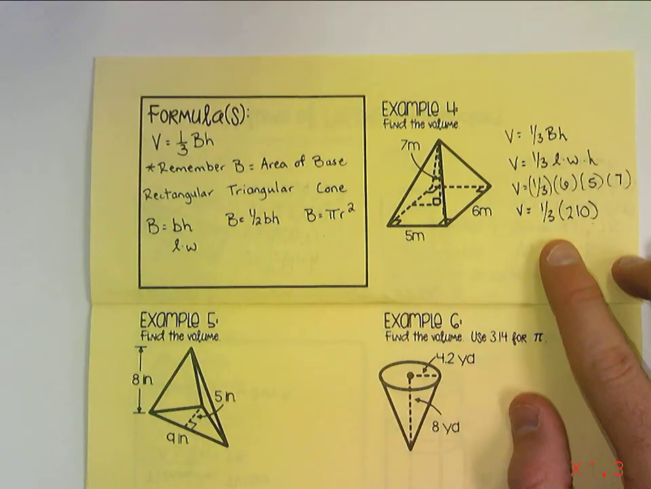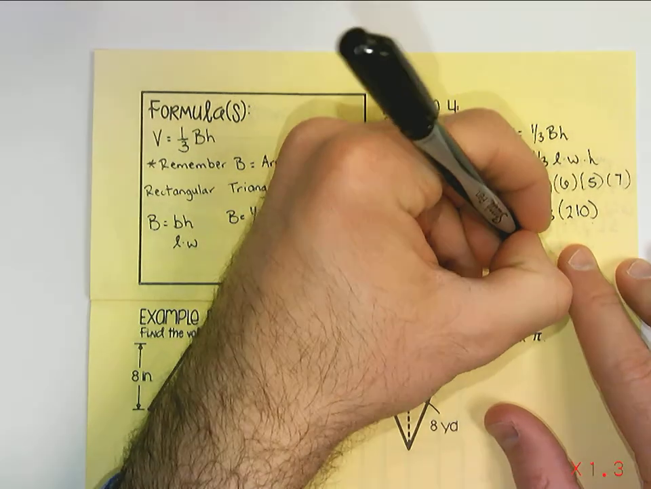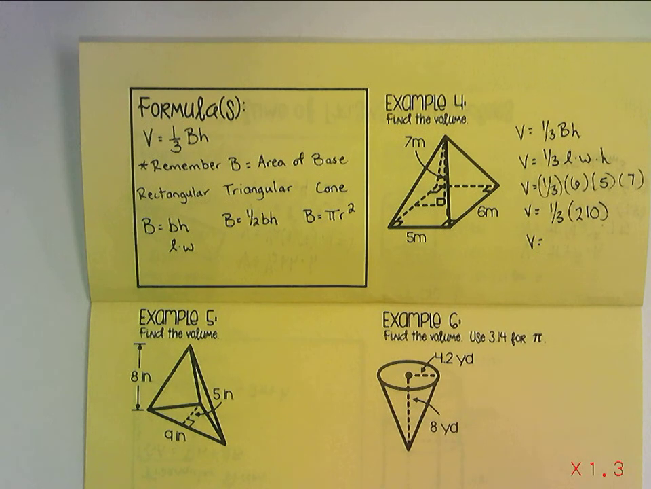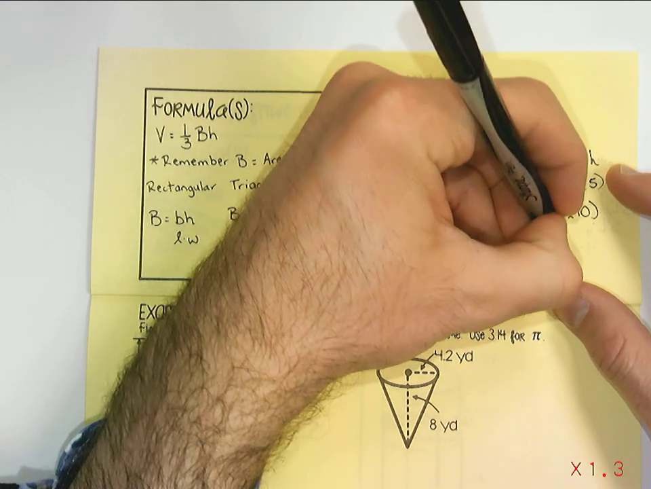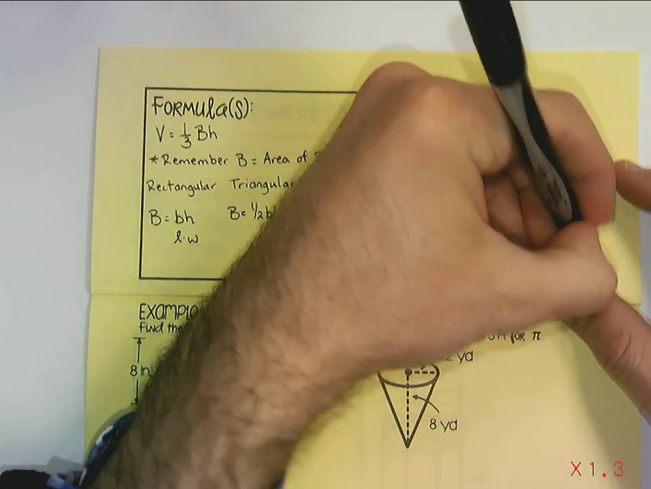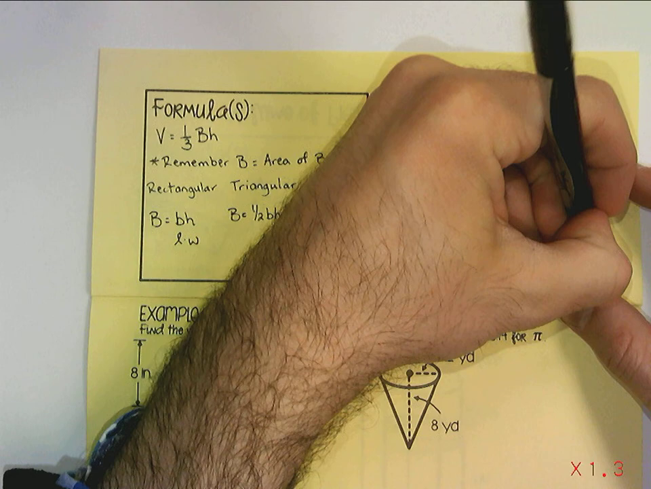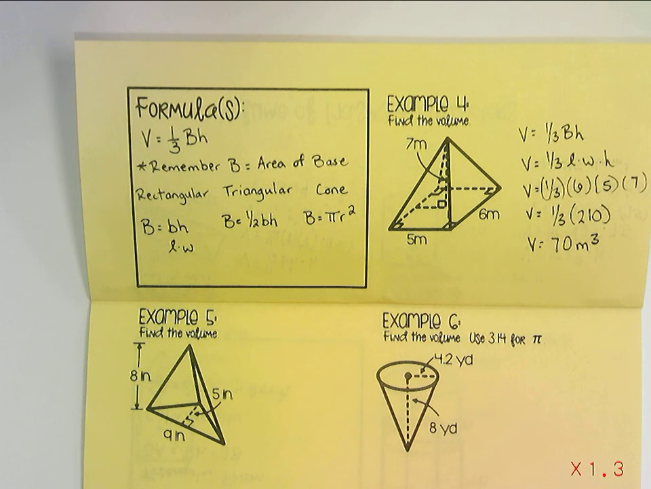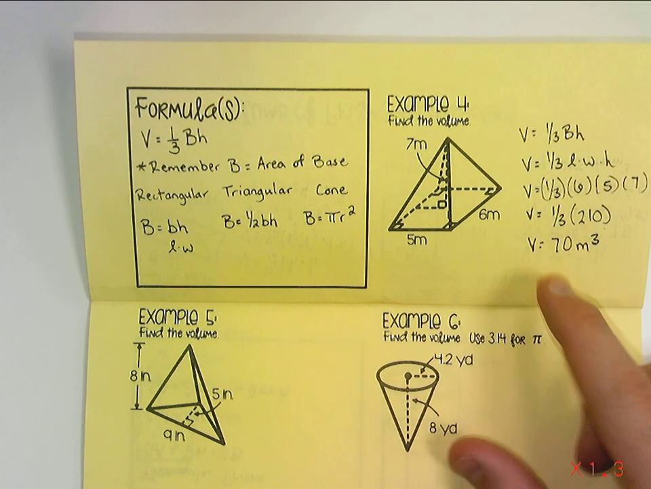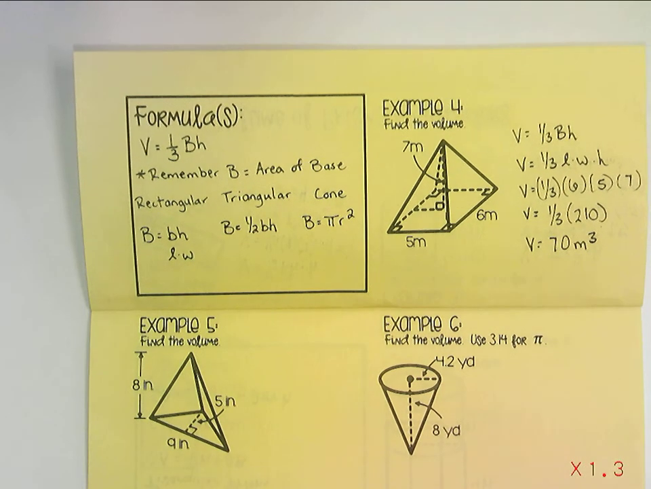This is the same as dividing by 3. 210 divided by 3, so 70 meters, and this is volume, so it is cubed. 70 meters cubed fits inside of that pyramid there.